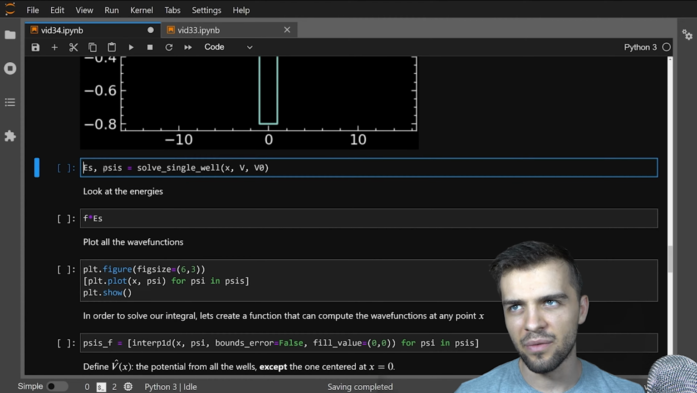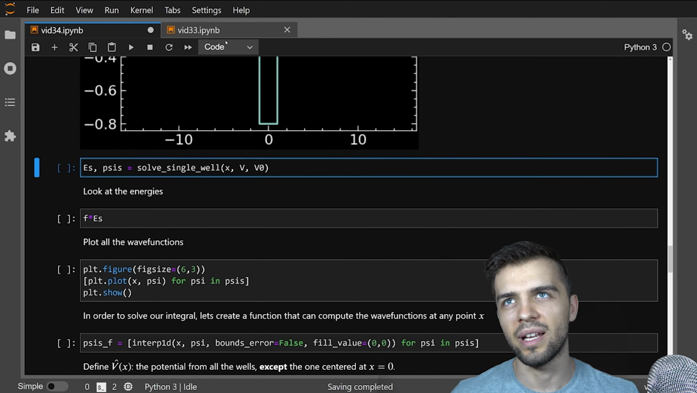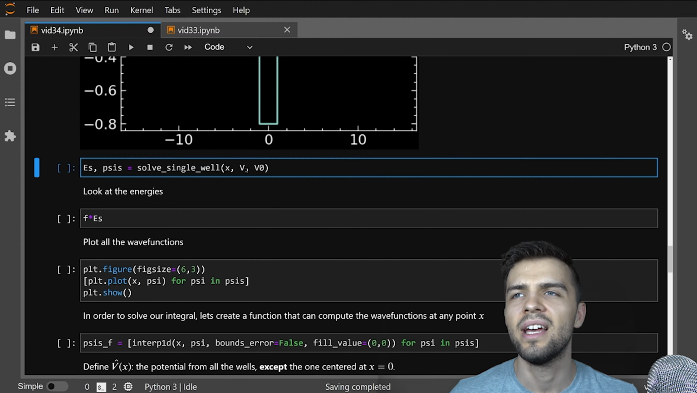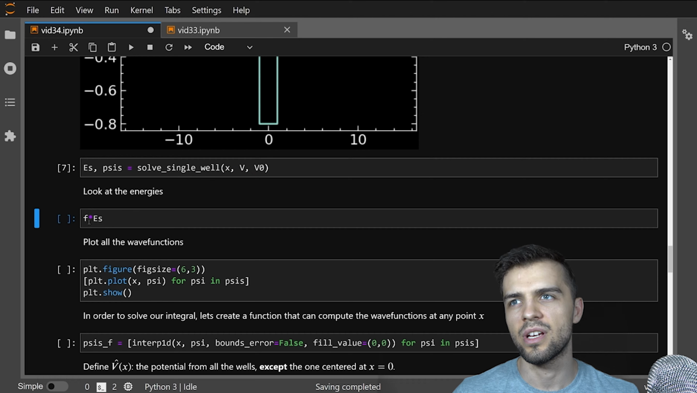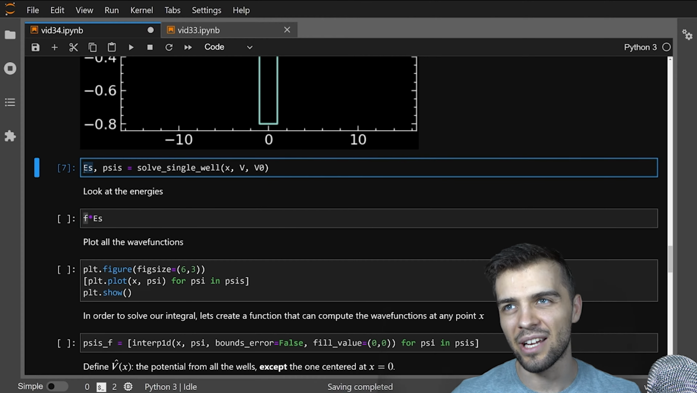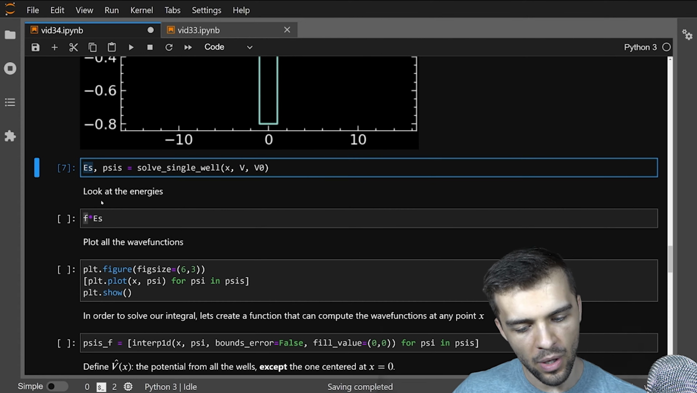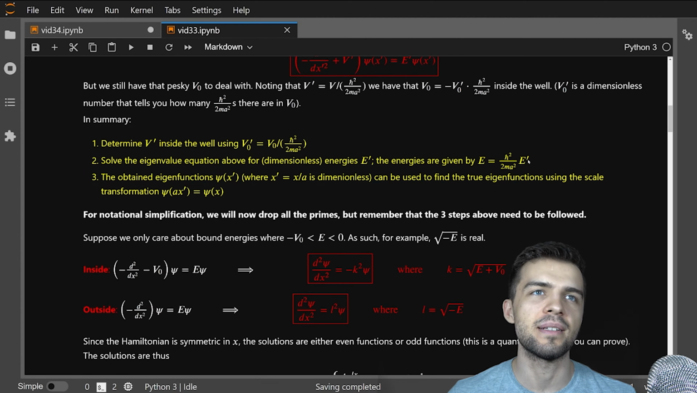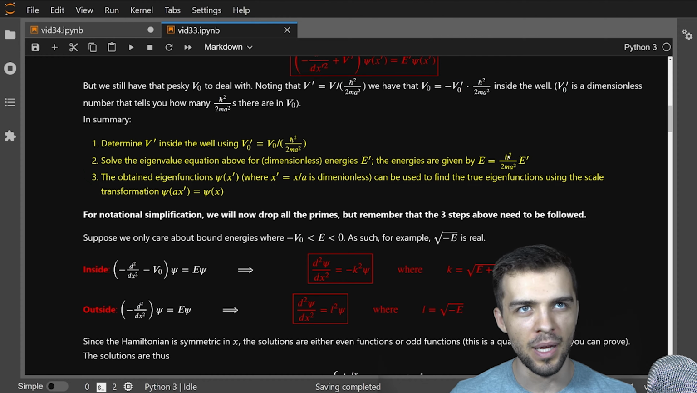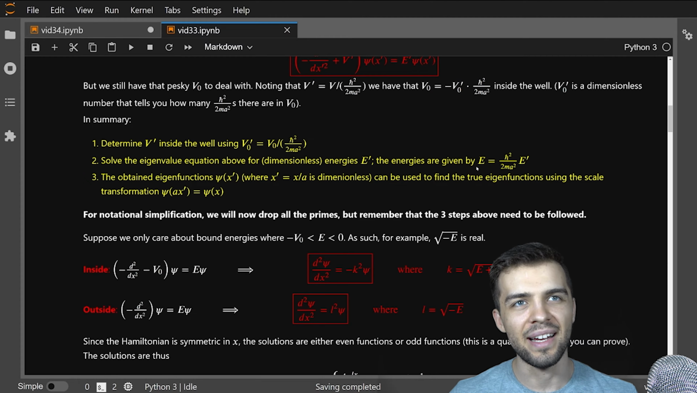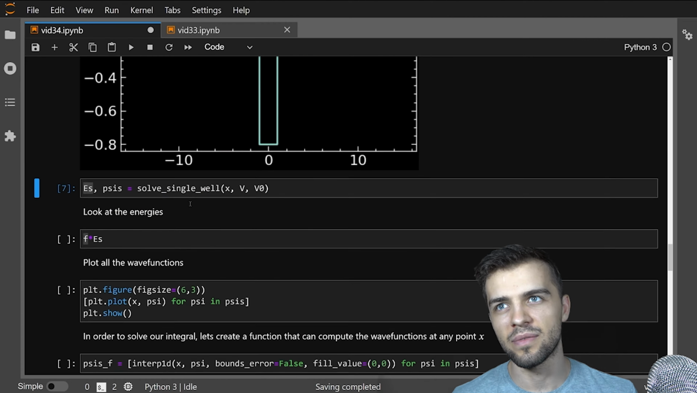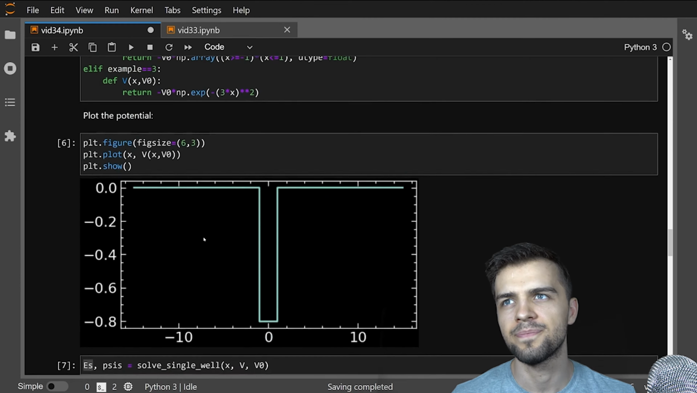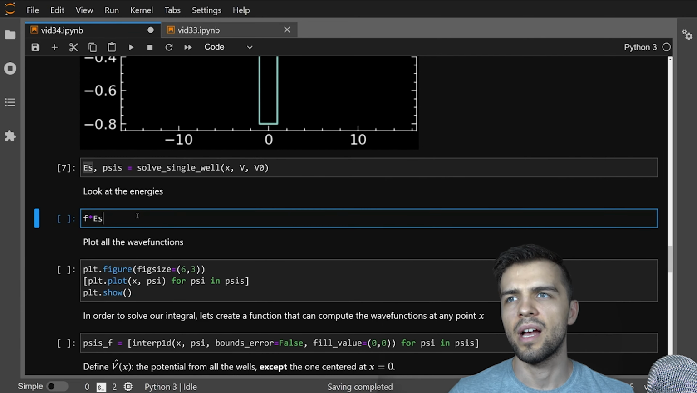Then I get my energy eigenvalues and energy eigenstates for this single well. And again, that's the whole focus of the other video. I wrote a function, solve single well, to do this in this video, and I can look at the energies. So remember that these are dimensionless energies that I'm looking at right now. If I want the dimension-full energies, as specified in this video, I need to take my dimensionless energies and multiply by H bar squared over 2ma squared. That will give me my energies in units of electron volts, since this is how I specify V naught. And so I look at F times E.